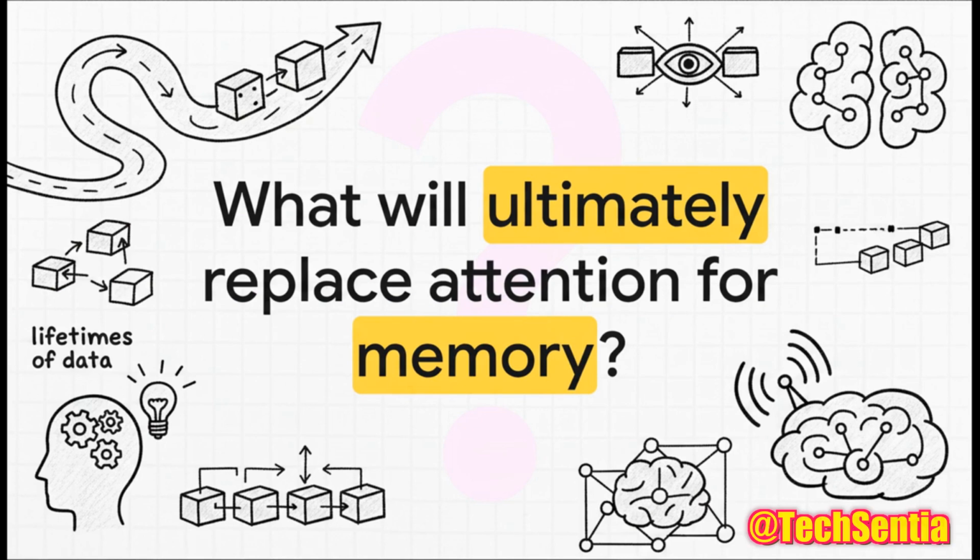Which leaves us with a pretty provocative thought to chew on. If the attention mechanism was literally invented to replace RNNs and solve the bottleneck crisis, what's ultimately going to replace attention to solve the memory crisis? As AI models continue to scale up to process entire lifetimes of data in one go, the next massive revolution in sequence modeling is probably being engineered right now, as we speak.